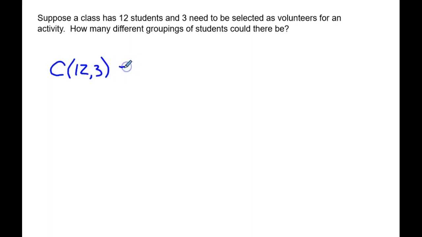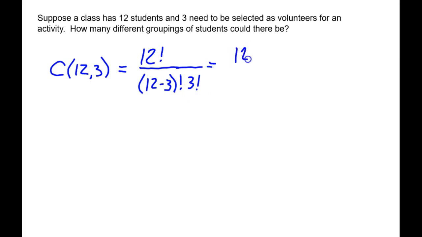Now putting this in our formula, our total objects goes in the numerator, so we would have 12 factorial divided by, in parentheses, we're taking our total minus the amount we're choosing, so we'd have 12 minus 3 factorial times 3 factorial, the amount we're choosing. So simplifying this a little bit, we have 12 factorial divided by 12 minus 3 is 9 factorial times 3 factorial.